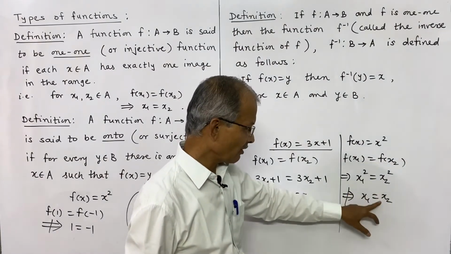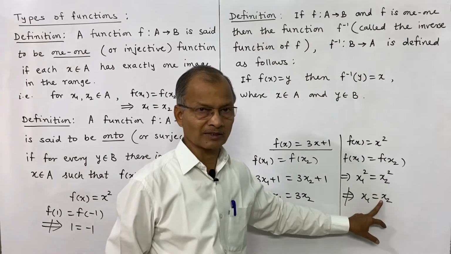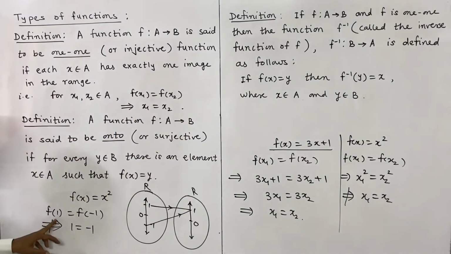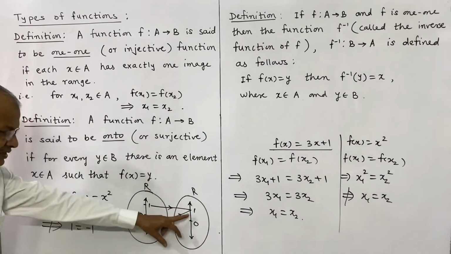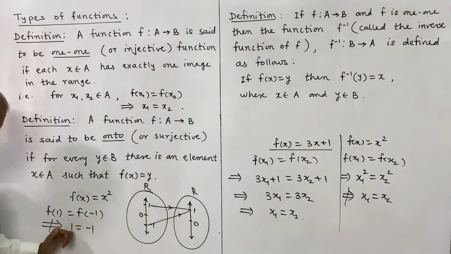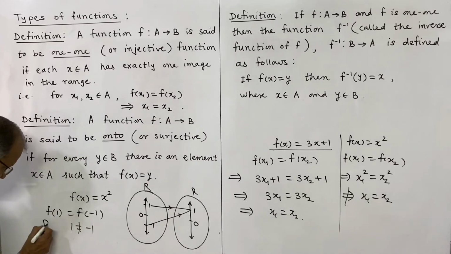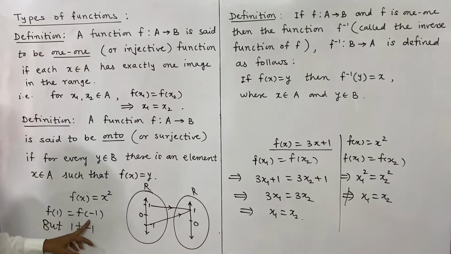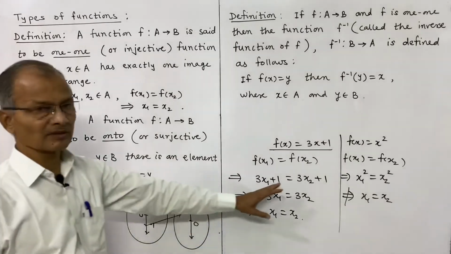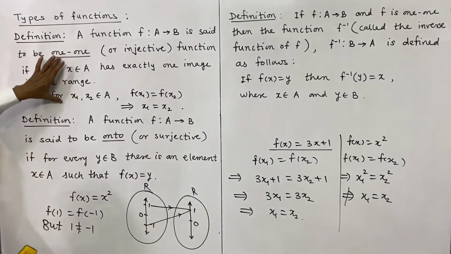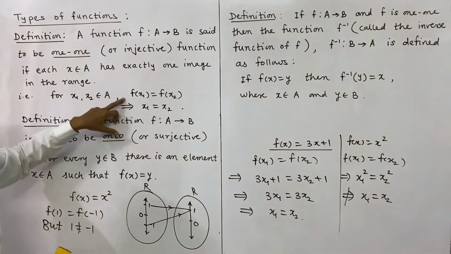Here we can have x1 is plus 1, x2 is minus 1, and 1 squared is 1, minus 1 squared is 1. If you take the square root, we get 1 is equal to plus 1 or minus 1. 1 is equal to 1 is right, but 1 is not equal to minus 1. So f of 1 is equal to f of minus 1, but 1 is not equal to minus 1, and therefore this function is not 1-1. This is the criteria or condition for a 1-1 function.